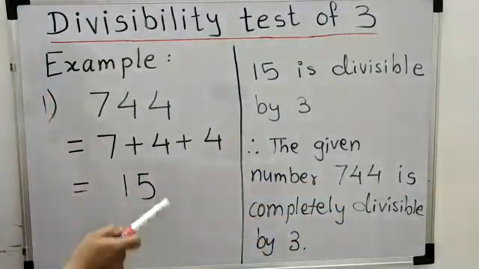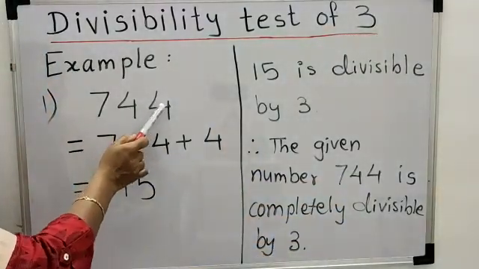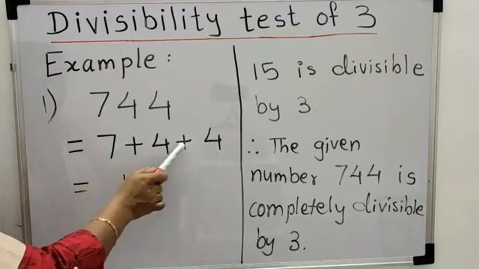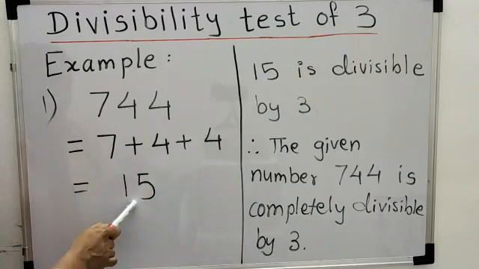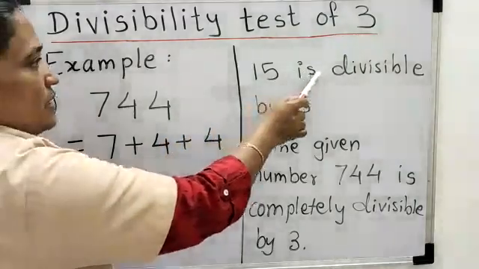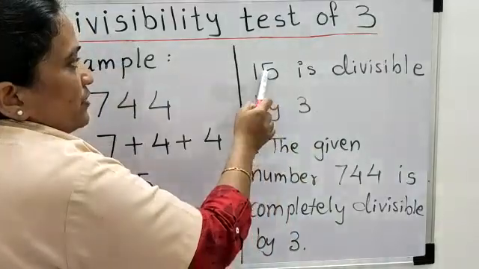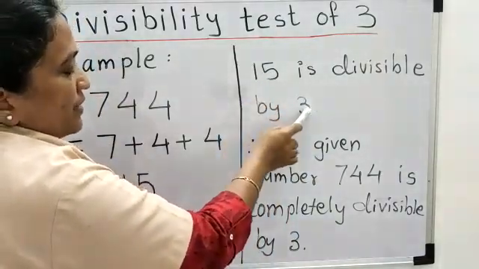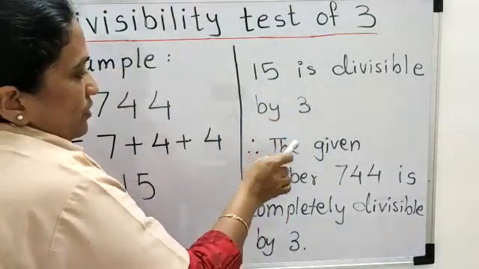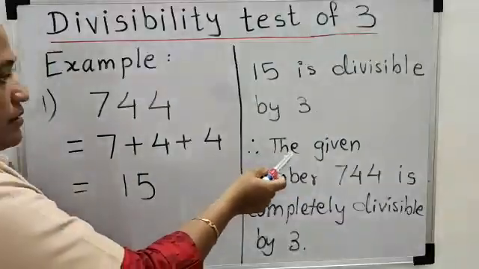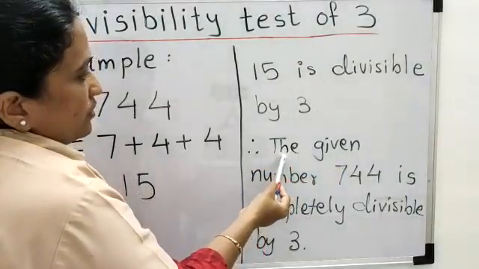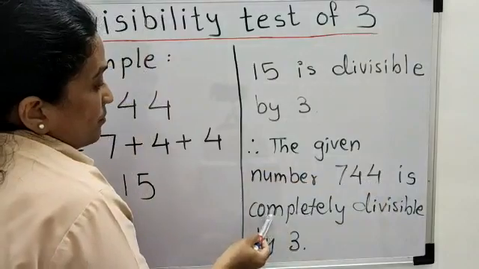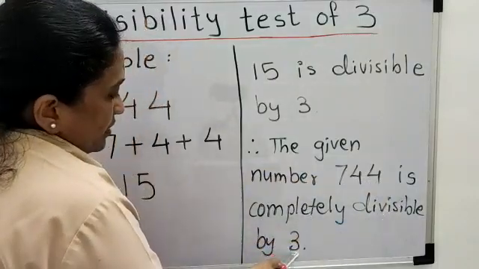I repeat, the sum of the digits of the number is 7 plus 4 plus 4. The answer of this sum is 15. 15 is divisible by 3. See, 3 into 5 is 15, means 15 is completely divisible by 3. Therefore, as per the divisibility test statement, we can conclude that the number 744 is completely divisible by 3.